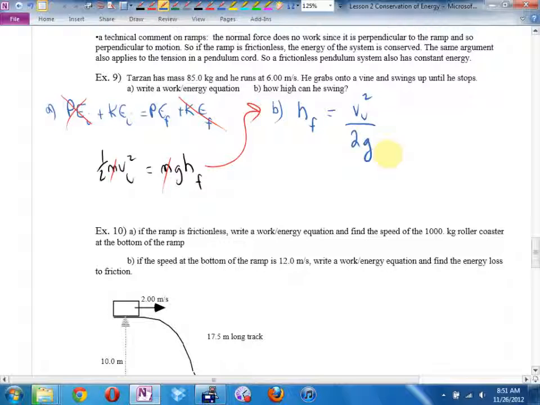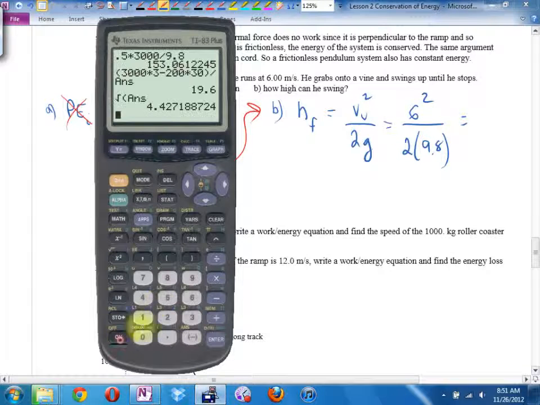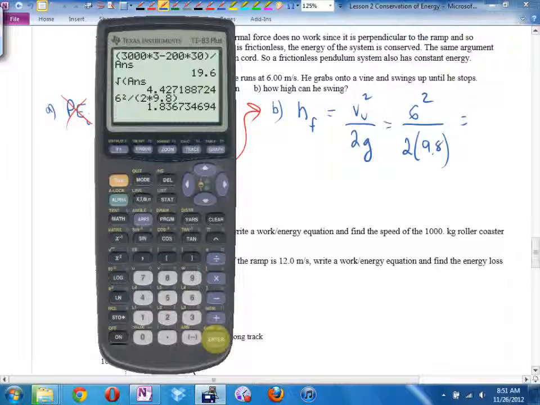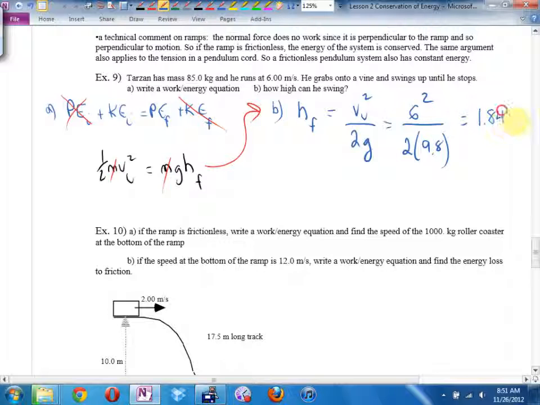In fact, I'm actually sort of seeing the VF squared equals VI squared plus 2AD in disguise again, because I got my 2A on the bottom. Anyways, 6 squared all over 2 times 9.8, not negative because it's a scalar. 1.84? Meters per second, Mr. Duke? It's a height. How about meters?